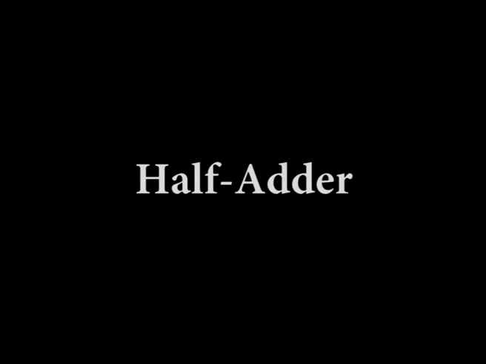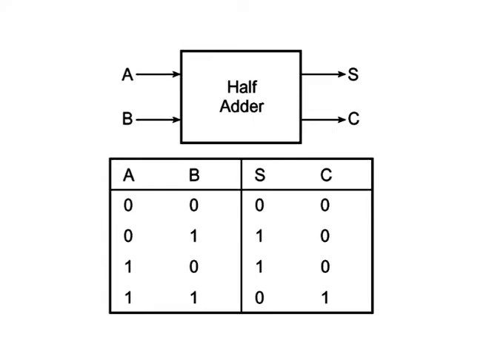Half adder. A half adder is an arithmetic circuit block that can be used to add 2 bits. Such a circuit thus has 2 inputs that represent the 2 bits to be added and 2 outputs, with one producing the sum output and the other producing the carry. Here we can see the truth table of the half adder showing all possible input combinations and the corresponding outputs.